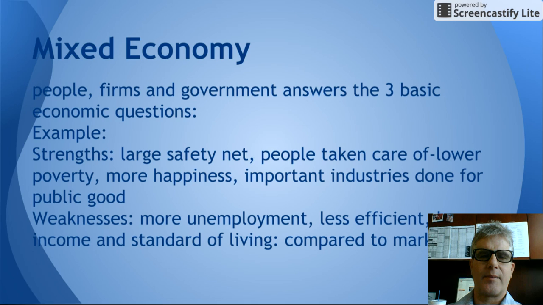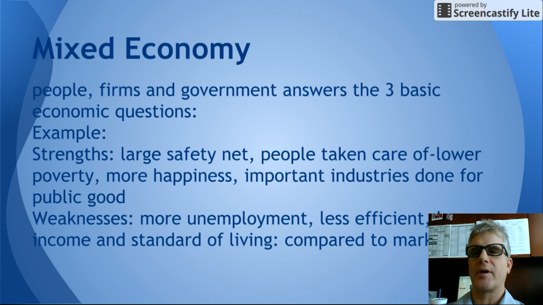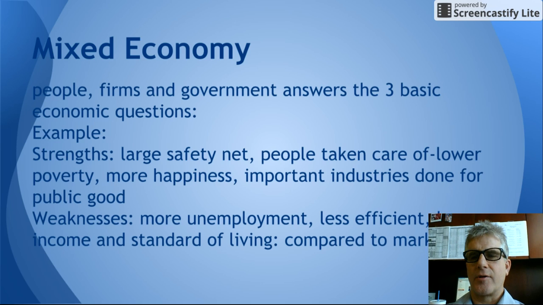In the mixed economy, there's more happiness, and more important industries are done for the public good. So in England, the coal industry is run by the government, or the television and radio is run by the government. In France, the nuclear power is run by the government. In China, they actually have the government running the banks.